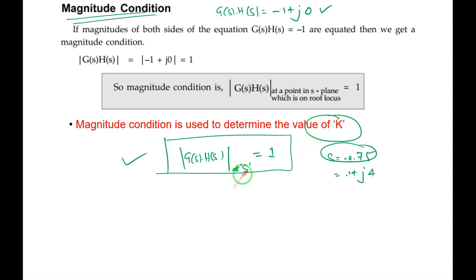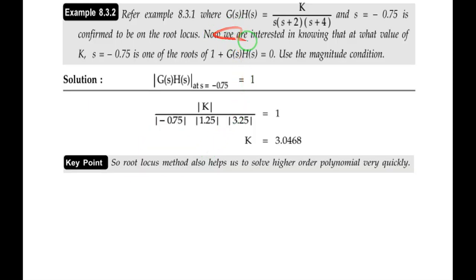If the point satisfies the magnitude condition, it doesn't mean that it is on the root locus. Once again I am repeating, any point s, whether a real number, imaginary or complex, if it satisfies the magnitude condition, it does not mean that it is on the root locus. But if it satisfies the angle condition, it means it is on the root locus. Please keep that in mind. So we will take the magnitude condition and try to prove it. Fine, we'll take up this numerical.